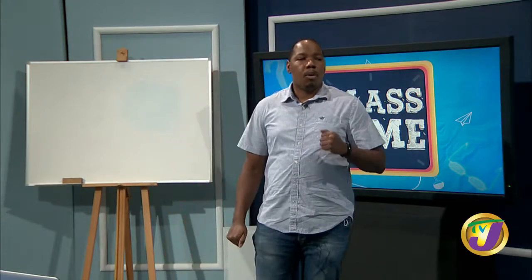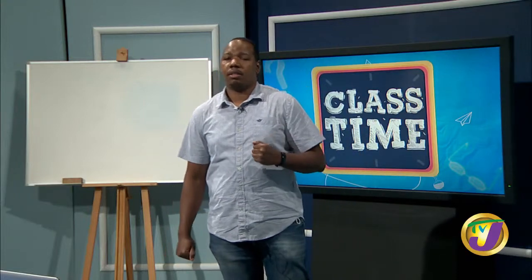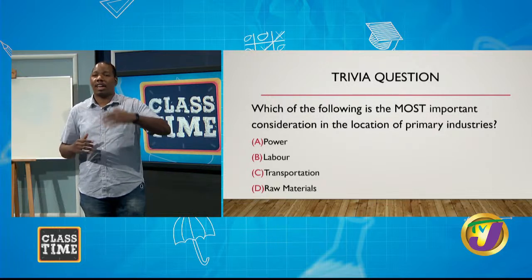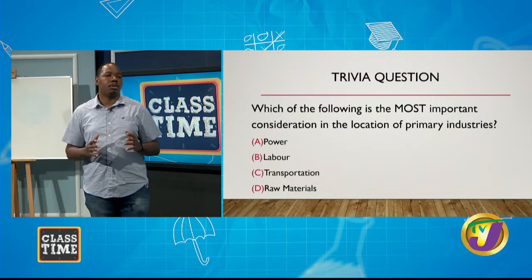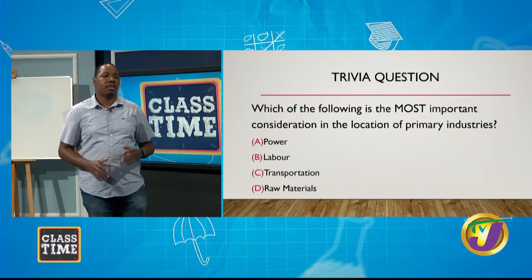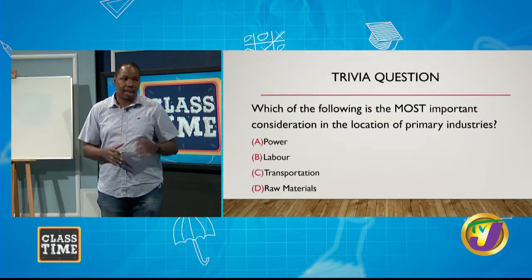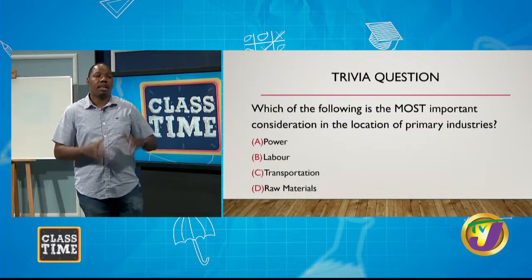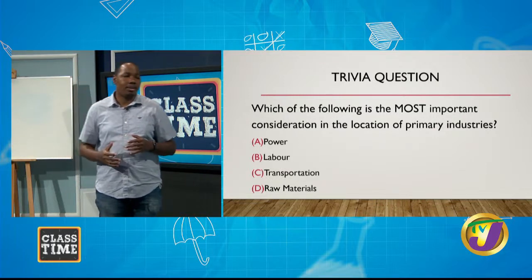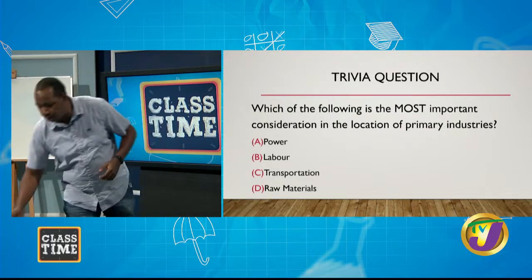Which of the following is the most important consideration in the location of primary industries? Now, this is something that I should have mentioned a little bit earlier, but you might have picked it up from our discussion. Because primary industries are so dependent on natural resources, and that's why we call these extractive industries, extracting directly from these natural resources, it often means that many primary industries need to locate close to these resources, or the resources need to be at the location of that activity. So to answer the question, which of the following is the most important consideration in the location of primary industries? Would it be power, labor, transportation, or raw materials? And it would be the raw materials.